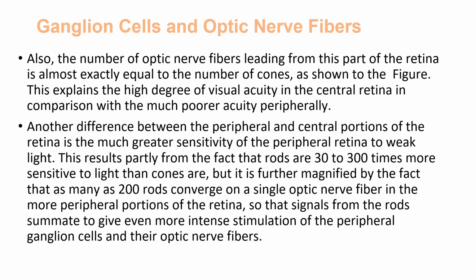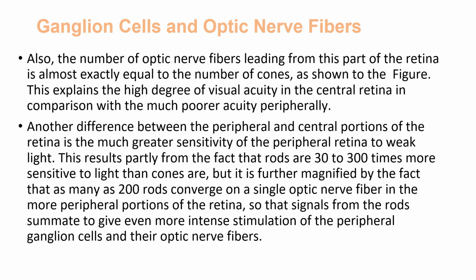Also, the number of optic nerve fibers leading from this part of the retina is almost exactly equal to the number of cones, as shown in the figure. This explains the high degree of visual acuity in the central retina in comparison with the much poorer acuity peripherally.